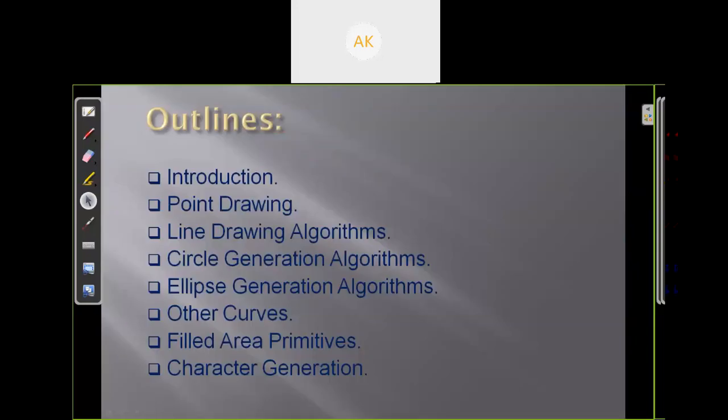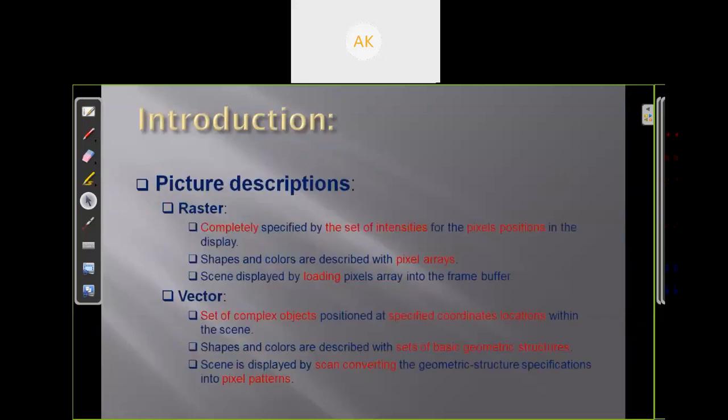This is the outline for this unit 2. Picture description. We have discussed two kinds of scan system: raster scan system and random scan system. In the first system, the raster scan system, we store the image as a set of intensity. Okay, and in the random scan system, we can define or plot our picture.